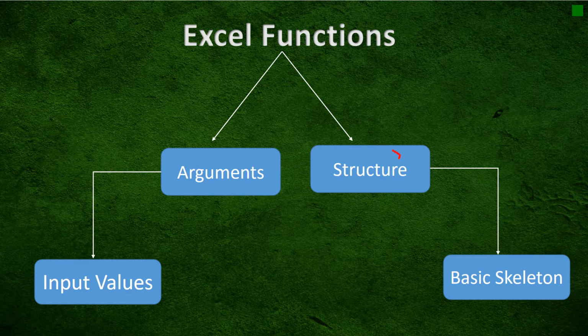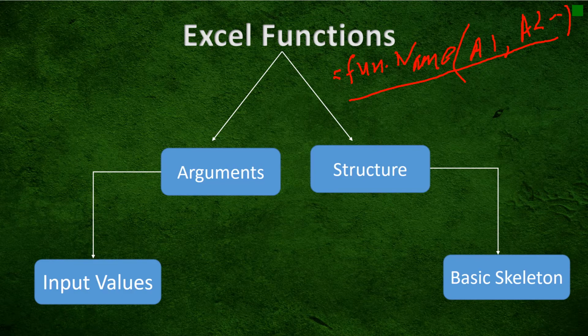Now let's talk about the structure. What is structure? It is the basic skeleton which forms the base of writing the general syntax of the function. We can write the structure of the function this way. It always begins with the equal to sign. After that, function name. I'm just writing the short forms. After that, bracket. Then it is followed by the list of arguments, argument 1, argument 2 and so on. Clear? I'm closing the bracket over here.